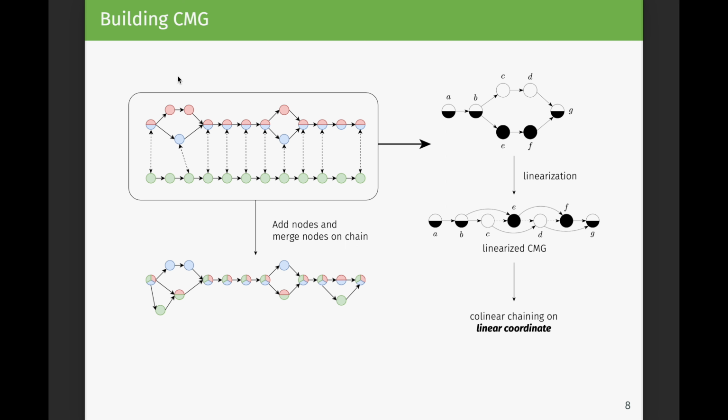This is a graphical representation of what we're doing in the iterative reference-to-graph chaining. We start with a reference graph. At the beginning, it's just going to be this one chain, but as we slowly build our graph, it's going to be a slightly more complicated graph with possibly complex topology. We can add nodes and merge the nodes onto the chain. In this step, we first linearize the graph to obtain a linear coordinate of our ChromMiniGraph, and then we do colinear chaining on the linear coordinate instead of the possibly complicated graph coordinate.